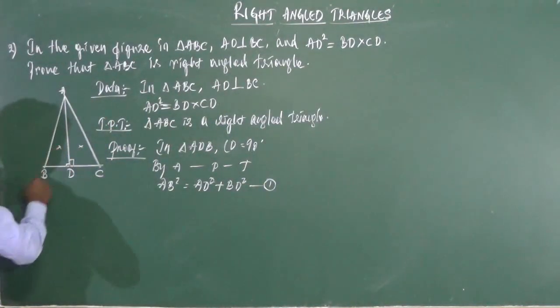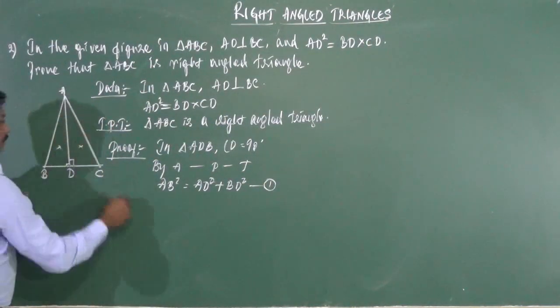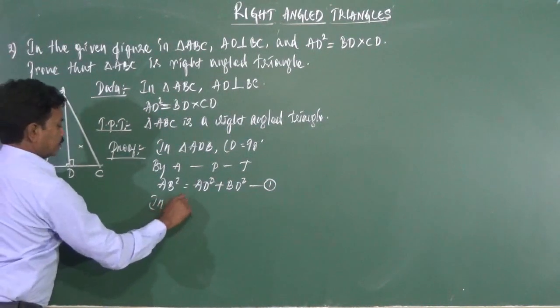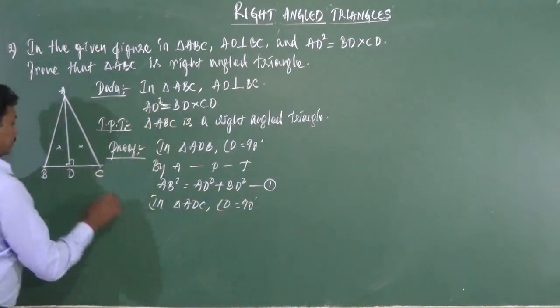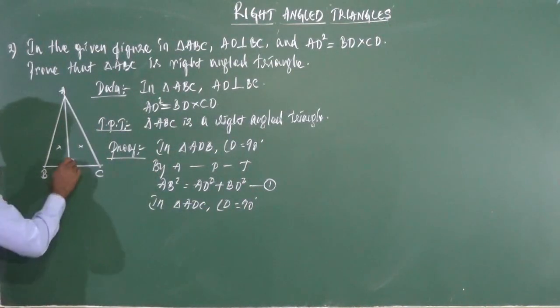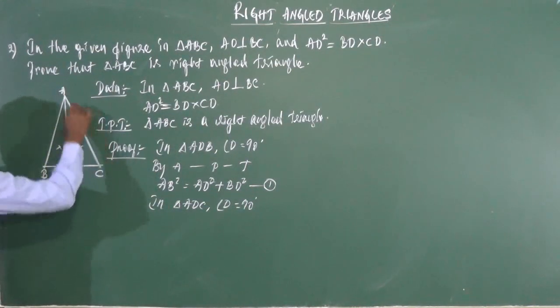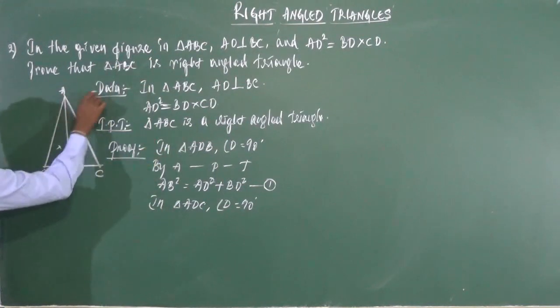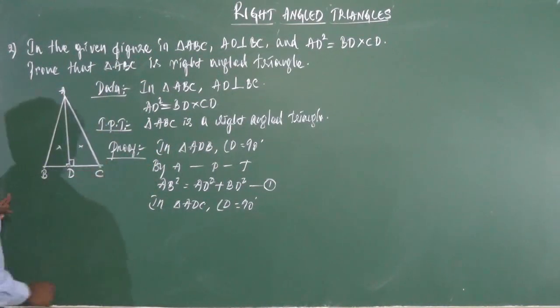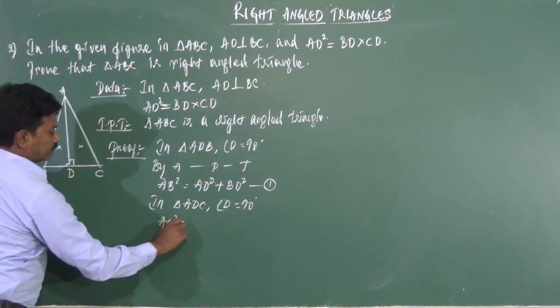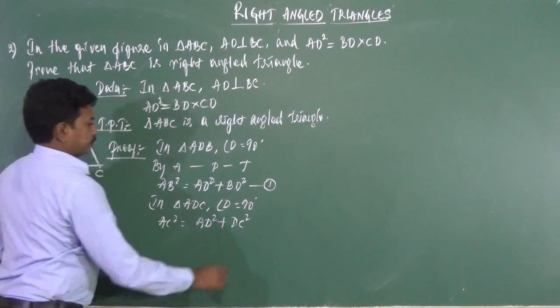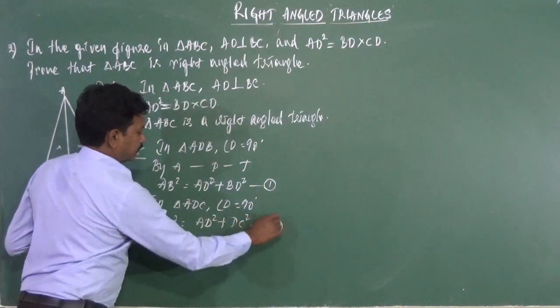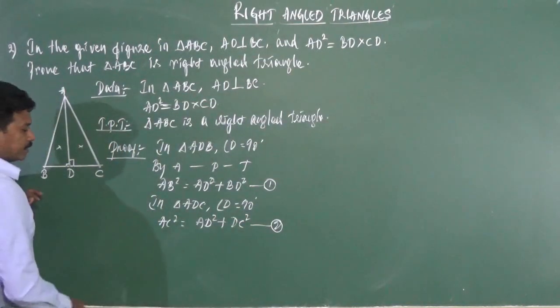Now select this triangle, triangle ADC. In triangle ADC, angle D is equal to 90 degrees again, because angle D is 90 here. Opposite to that is AC. So AC square is equal to AD square plus DC square. Take it as equation 2. That is by applying Pythagoras theorem.